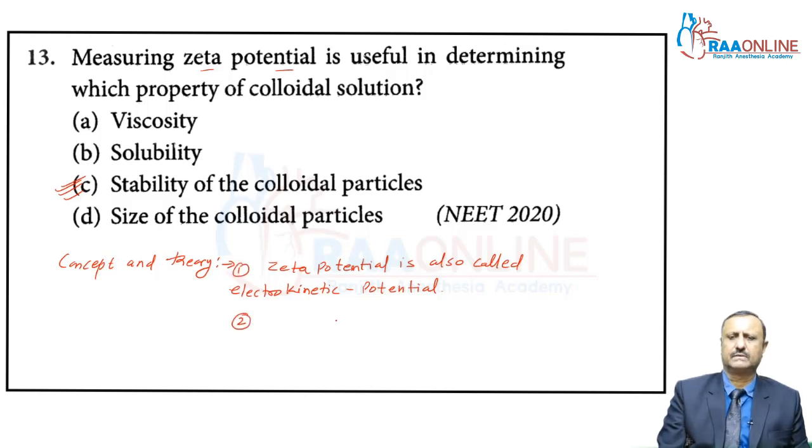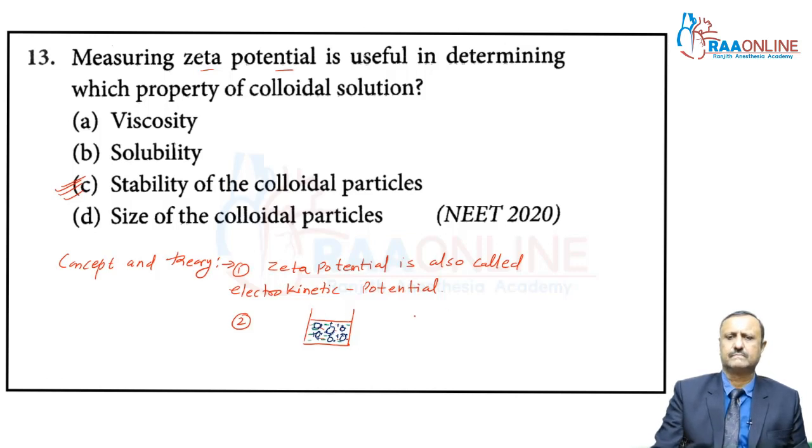Number 2 point, my dear students, is this colloidal solution, and in this colloidal solution, colloidal particles are present. Here you can see the colloidal particles, and let us say these colloidal particles are positively charged. So, my dear students, in the solution positive as well as negative charge is present. When positive and negative charge are present in the solution, it means a potential difference is developed, and this potential difference is called zeta potential.